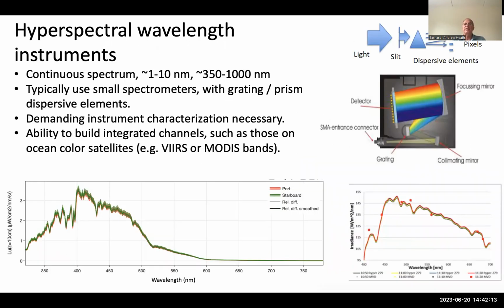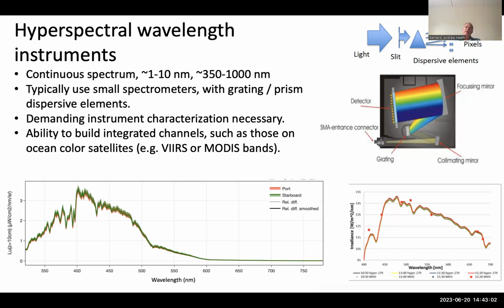The last category is the hyperspectral wavelength instruments. Like I said, these are more continuous spectrum instruments. They usually go from 350 to about 1,000 nanometers. They typically use very small or miniaturized spectrometers with gratings and prisms as the dispersive elements. Usually they're fiber optic coupled into these systems. And then you use, again, a collimating mirror, a grating, and then a focusing mirror to spread out the light and disperse it across the detector array.